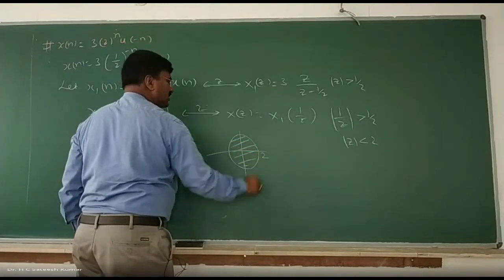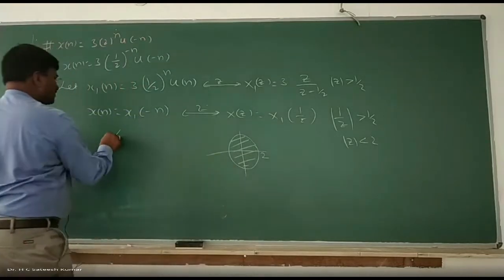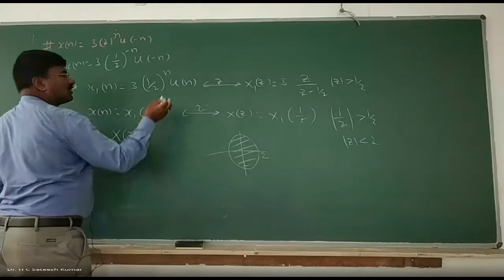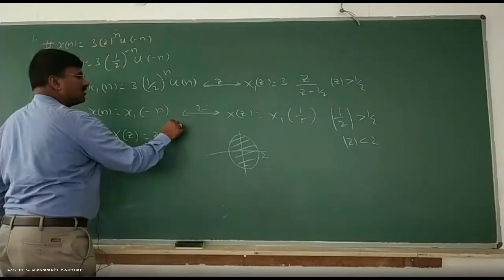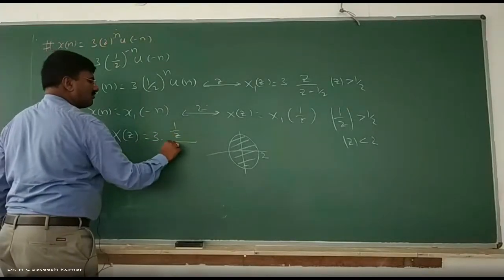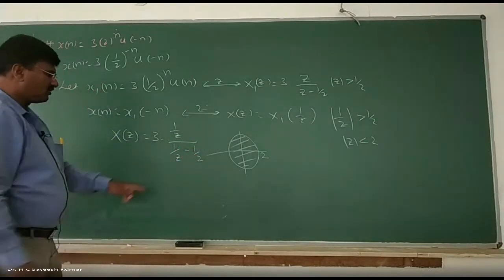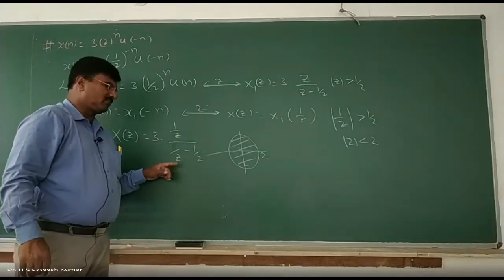For mod z less than 2 we can write it. And X of z is equal to what? X of z is equal to x1 of 1 by z, 3 into what? 1 by z divided by 1 by z minus 1 by 2. See the difference between 2 and z, I have put one line for that.